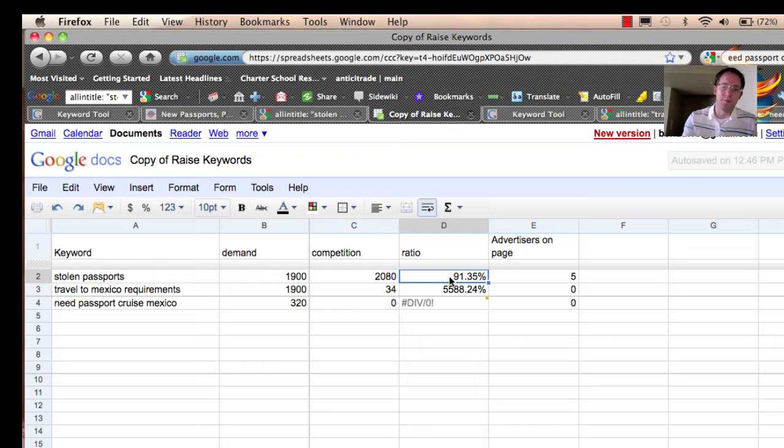How you interpret the ratio depends on the market and the product you're promoting. I usually like to find a ratio that is at least above 100%. That at least means I know there's stronger demand for the keyword phrase than there is competition.